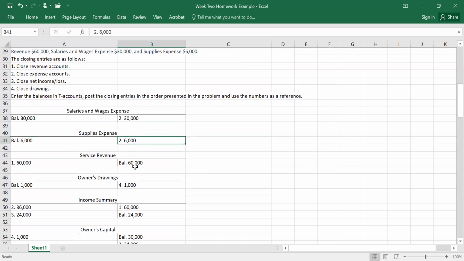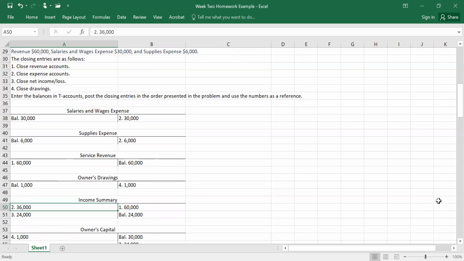What would we debit? We would have debited income summary because we closed those expense accounts out to the income summary account. So we're debiting income summary, again referencing the number 2 because it's to close expense accounts, and we're crediting the salaries and supplies expense. If you add 30,000 and 6,000 together, that gives us our 36,000 that we're closing out in income summary.